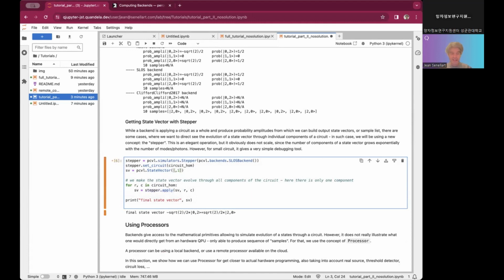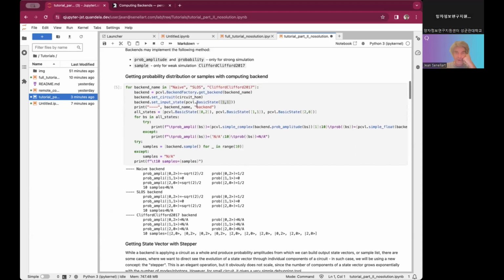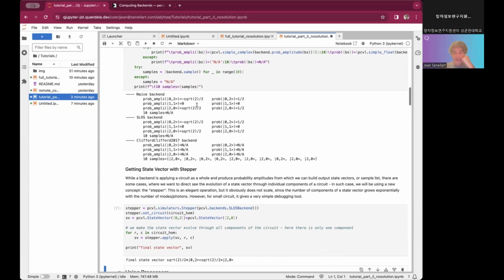So for instance, if I was starting with a quantum state, a state vector that is already in superposition mode. For instance, there's 2, 0 plus 0, 2. Then you get your circuit that gives you that. You cannot do the same with naive or Sloss backend that just take some basic state as the input. So the stepper is very interesting, and it allows you also to debug a circuit when you have 10 components, and you can see how your quantum state evolved through the 10 components.